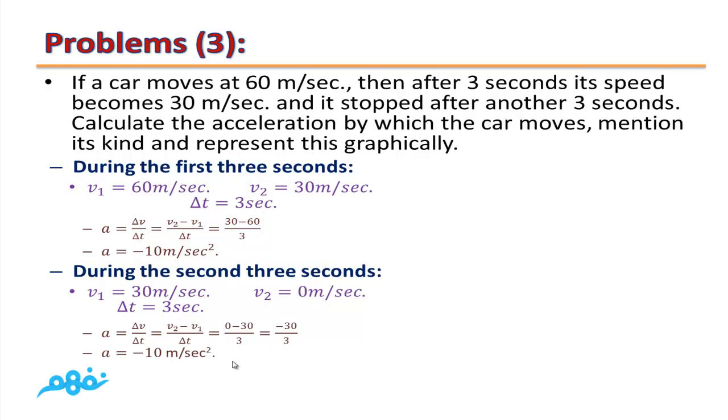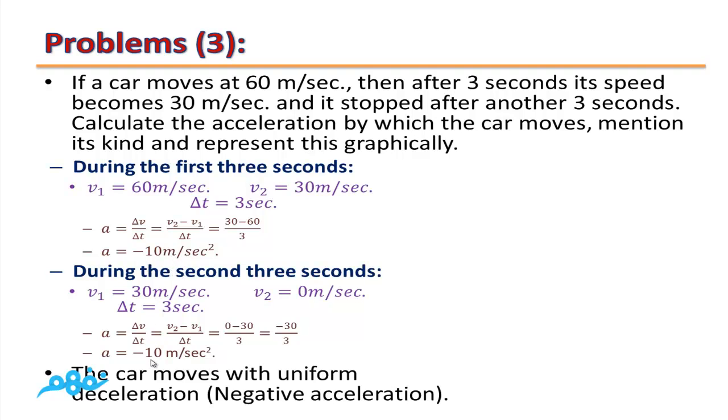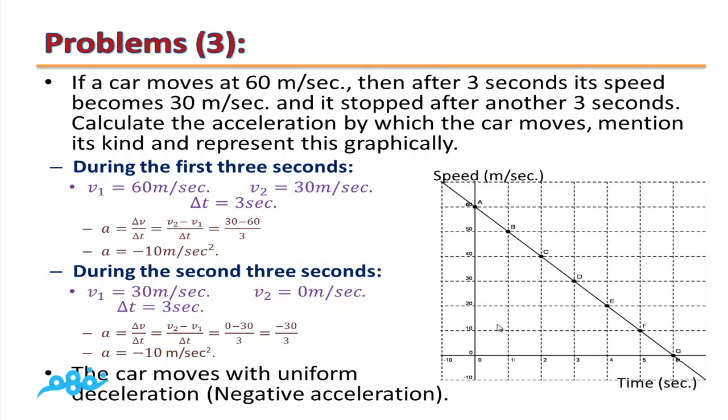This means that this car is moving with uniform deceleration. And I said deceleration because it is a negative acceleration. The car moves with uniform deceleration or negative acceleration. The final request is to represent it graphically.